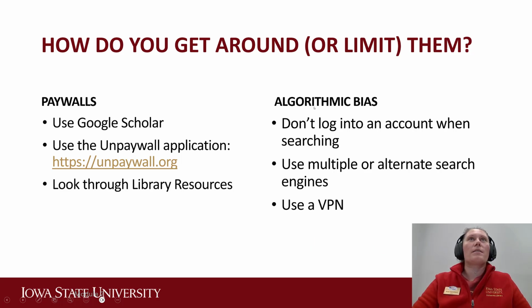Some of the other things that we talked about related to paywalls and access are that algorithmic bias. And these were just mainly reminders that, hey, you don't always have to log into an account, or you could use a dummy account when you're searching, because this algorithmic bias will affect what you're seeing when you're doing searches in different places. You can also use multiple search engines in multiple places. We highly encourage that all the time. Or use a VPN, which is a virtual private network.